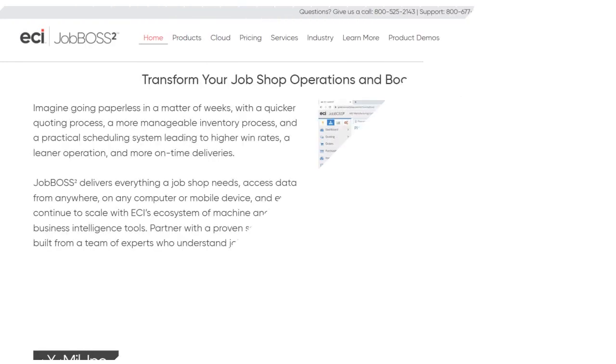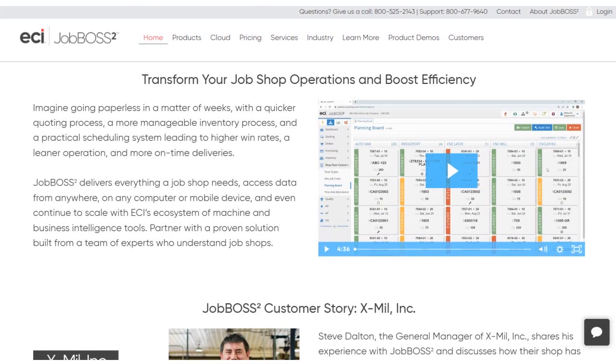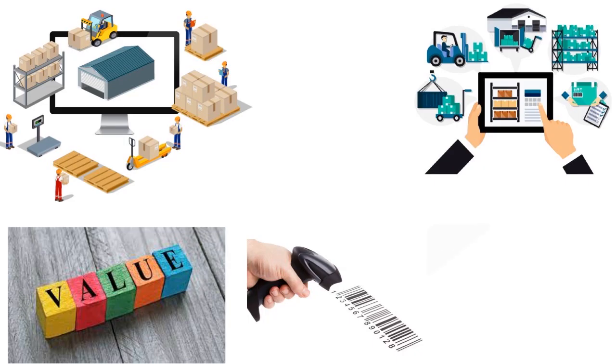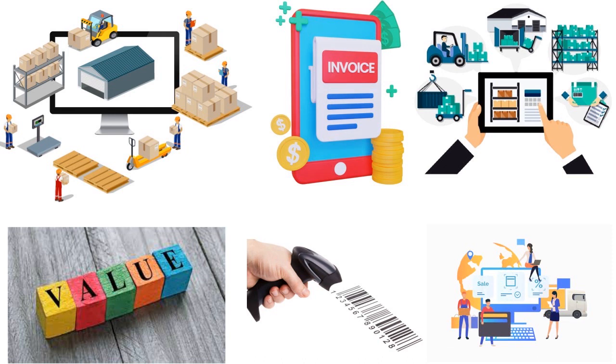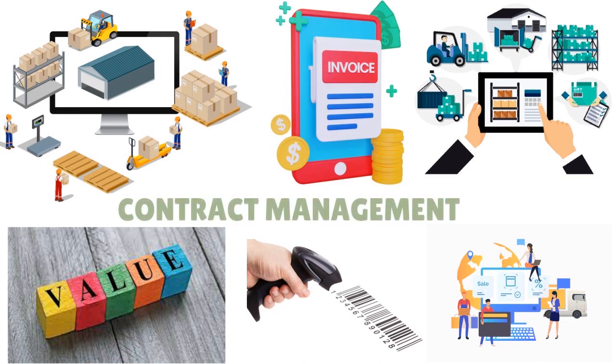And what about purchasing management? This is another area where JobBoss really adds value too. So in terms of purchasing management, you have requisition and purchase order management. You have supplier management. You have invoice processing and payment. And you have also contract management. So that's really good. Contract management, that's really fantastic.